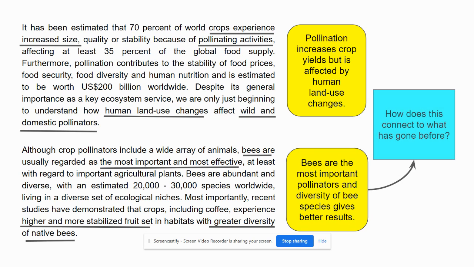So we need to ask ourselves now, how does this connect to what has gone before? So in the first paragraph, we learned that crop yields increase with pollination and that human land use changes affect pollinators. In the second, we learned that bees are the most important of those pollinators that cause the crop increase in size. And we further learned that it's diversity of native bees that seems to really help the fruit set and help increase that crop yield. So the connection between these is that pollination increases crop yields, but in order to achieve really high crop yields, we need this diversity of bee species.